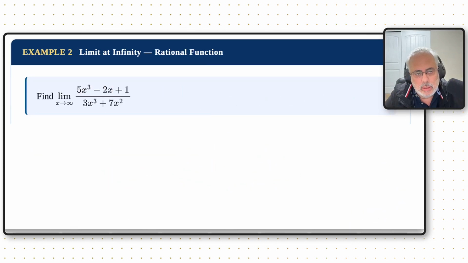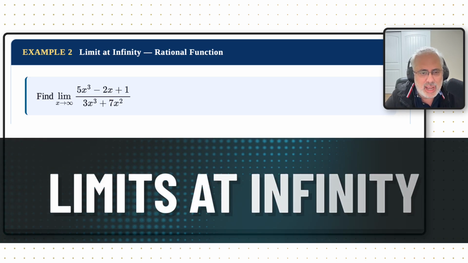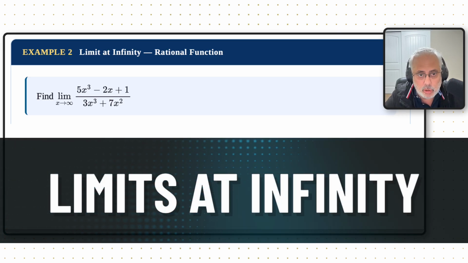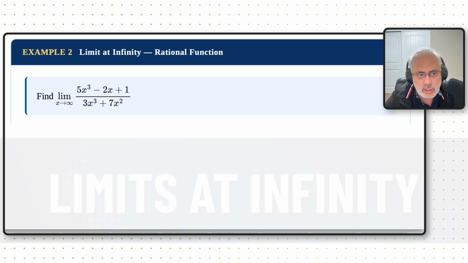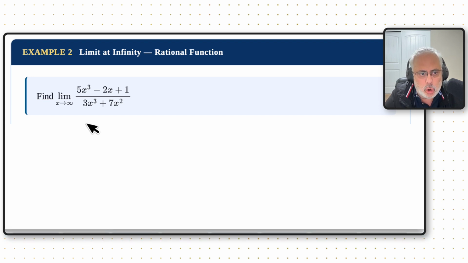Second example. We have limit at infinity, rational functions. We have to find the limit of this function. It's a polynomial at the top, polynomial at the bottom, when x approaches infinity. Notice here that this is a dominant factor, x to the power of 3 and x to the power of 3. So we are going to divide by that dominant factor. So we have to do some kind of algebra massage here.